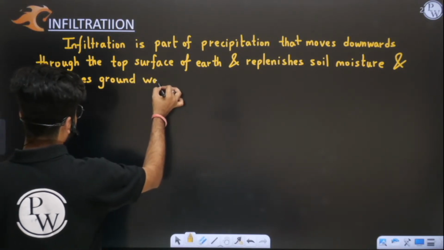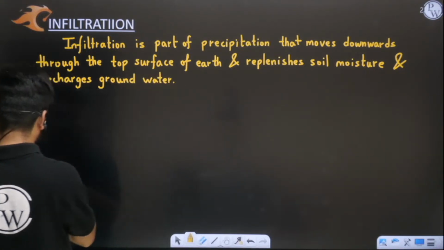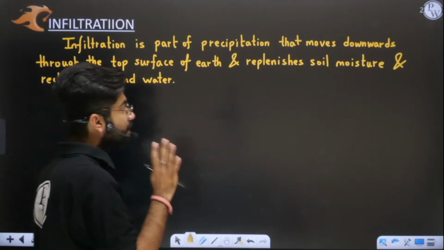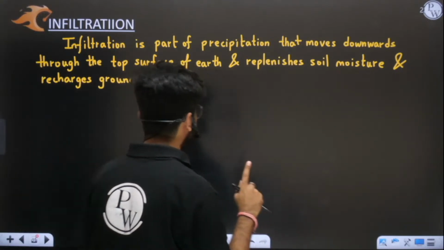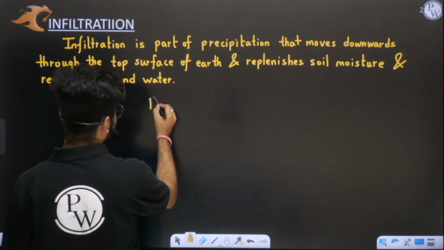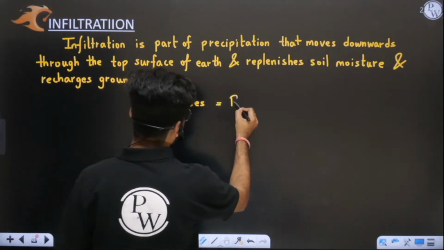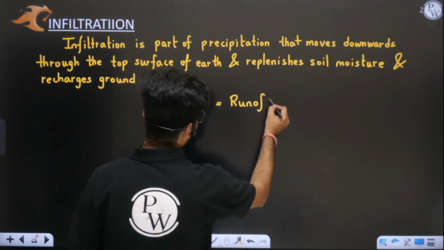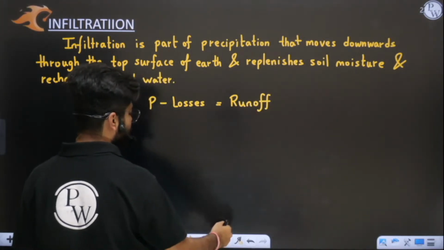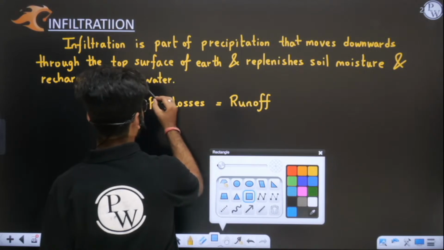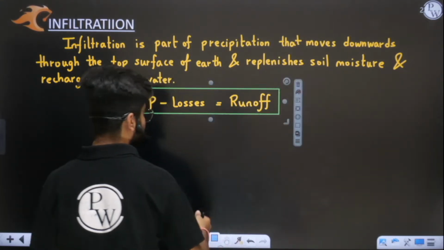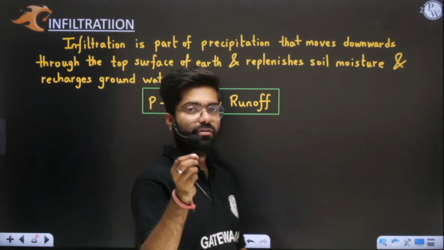Understood, sir? Clearly understood. Now I have one question. I have told you the equation P minus losses equals runoff. You all know this equation. This is the simplified version of the water budget equation. I hope you all remember this equation. Very, very important.